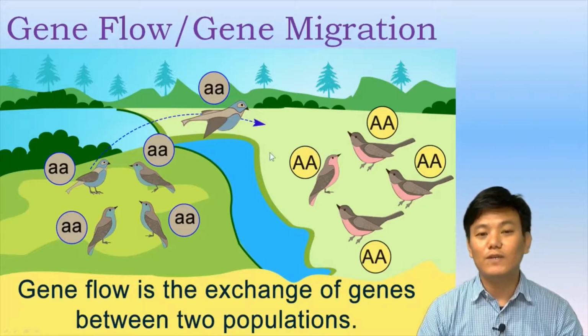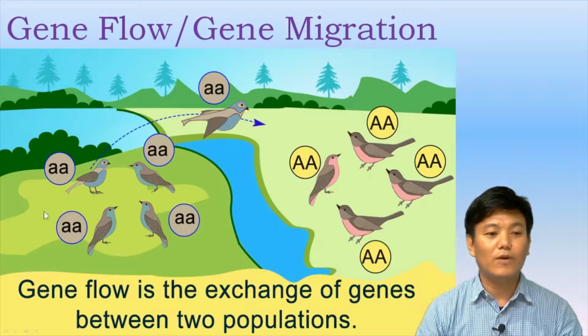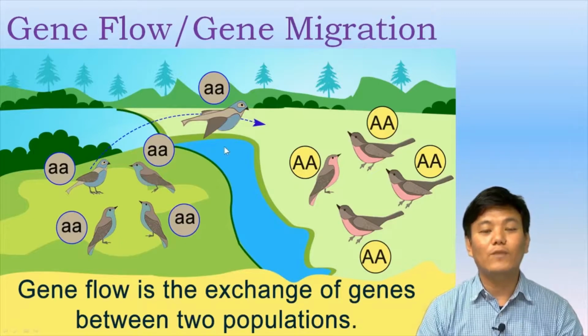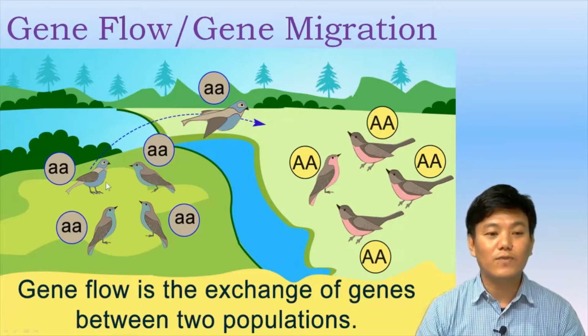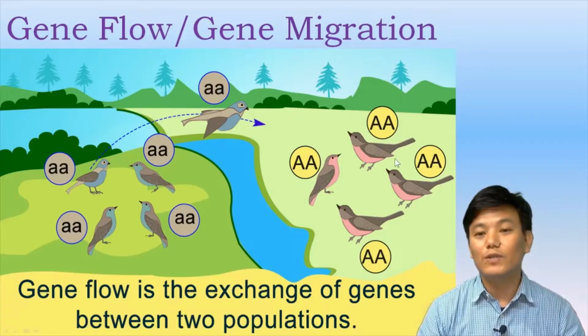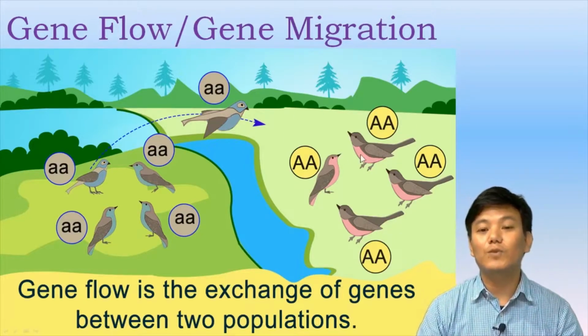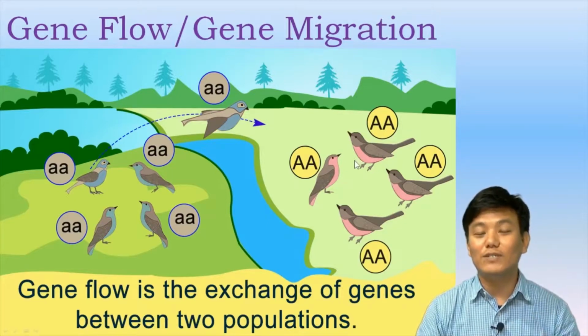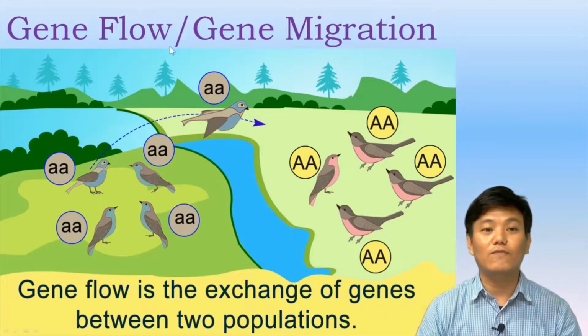So what happens over here is, here we have all these individuals who are homozygous dominant. Here we have all these individuals who are homozygous recessive, right? So what will happen when one of the birds from this particular population flies into the other population? It will carry its allele over there, and this will change the allelic frequency in the population which is receiving that individual, right? So when the allelic frequency changes, we say that evolution is taking place. So this will change the allelic frequencies. Gene flow and gene migration will change allelic frequency.